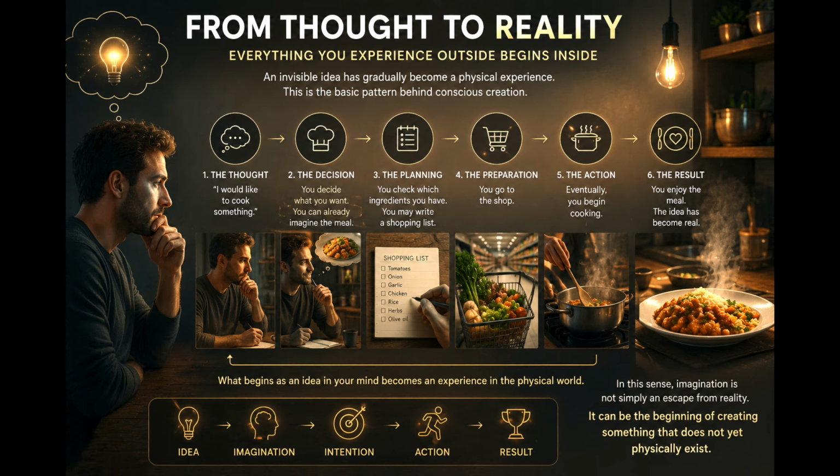This is the basic pattern behind conscious creation: idea, imagination, intention, action, result. In this sense, imagination is not simply an escape from reality. It can be the beginning of creating something that does not yet physically exist. Of course, much of what appears in our imagination comes from information we have already collected. We remember a face, a place, a conversation, something we have seen or read. And the mind can rearrange those pieces into something new.